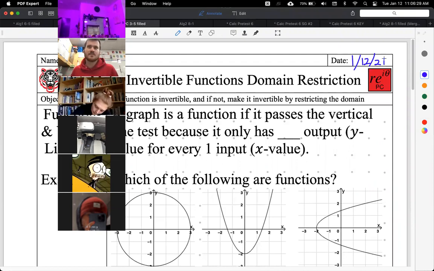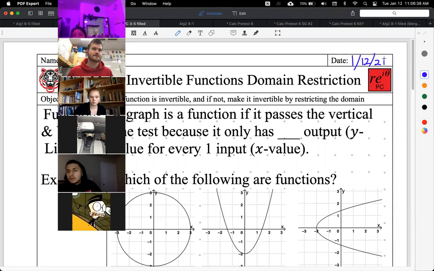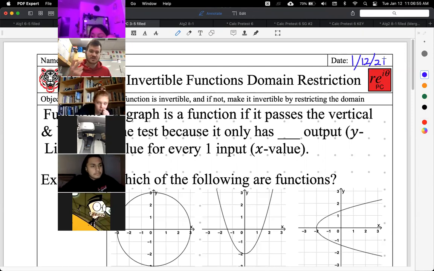So our objective today. Make sure everyone has their cameras on, please. What is our objective? Raise your hand. No one wants to read the objective. Leo, yes, thank you. Determine if a function is invertible, and if not, make it invertible by restricting the domain. There it is.